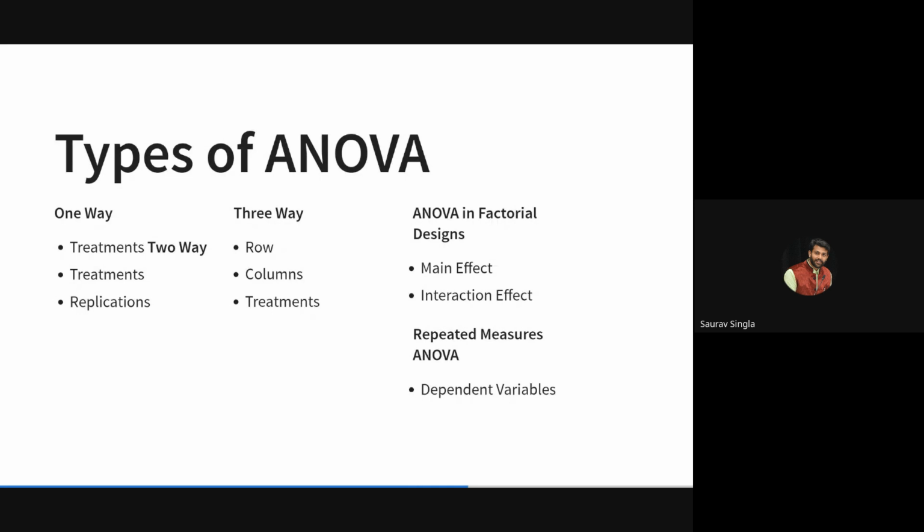Here, when we are discussing the types of ANOVA, first thing: in one-way ANOVA, you are considering only one source of variation, which is treatments. A simple example of a one-way ANOVA experiment is your CRD.